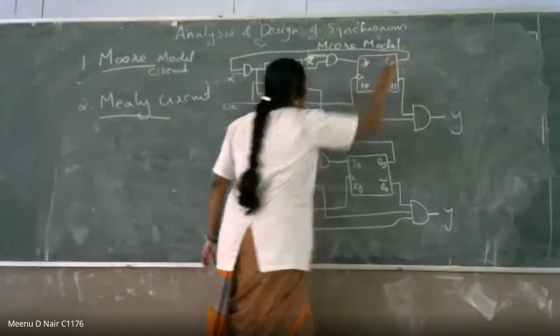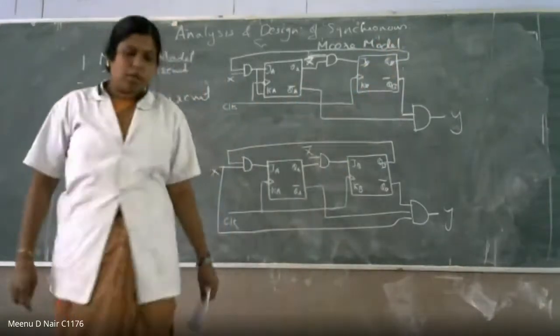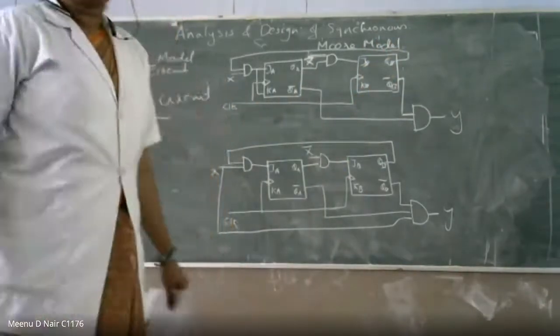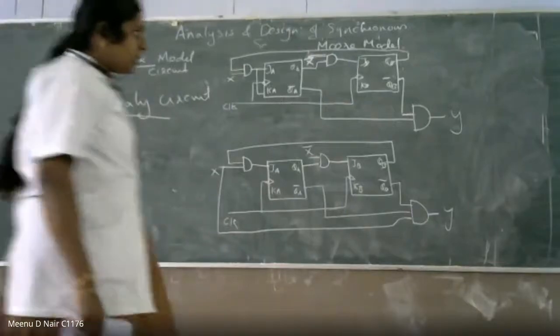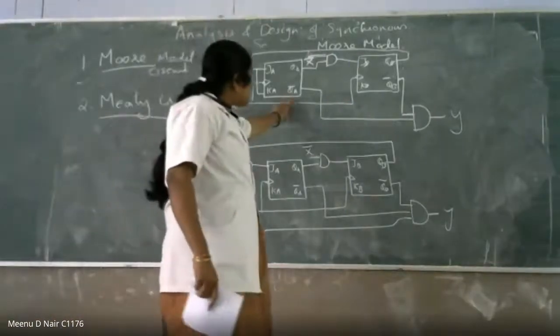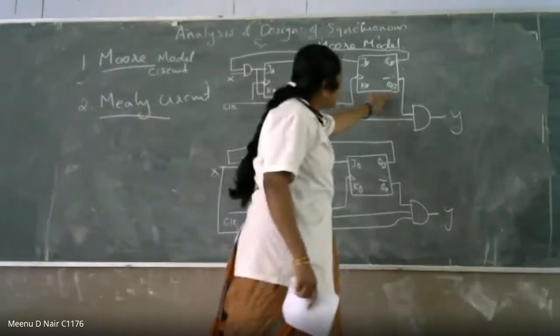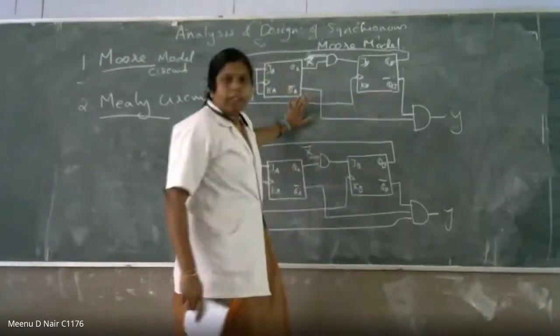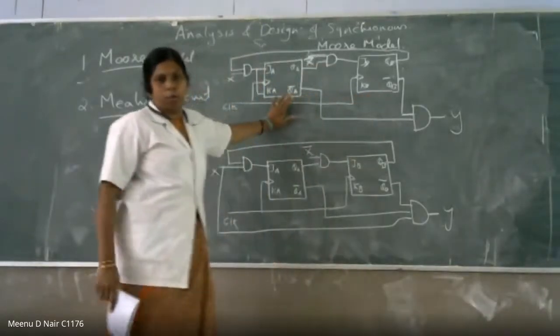Okay, if in your synchronous sequential or asynchronous sequential circuit, the output of the circuit depends only on the present state of your flip-flop, then you can call it a Moore model.